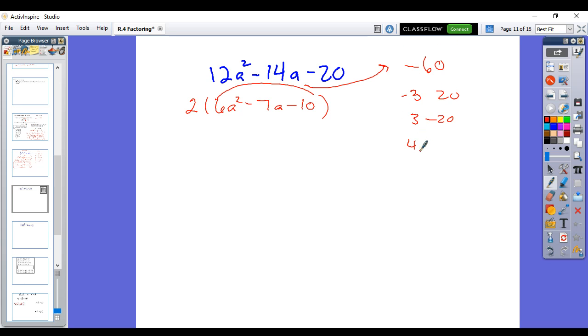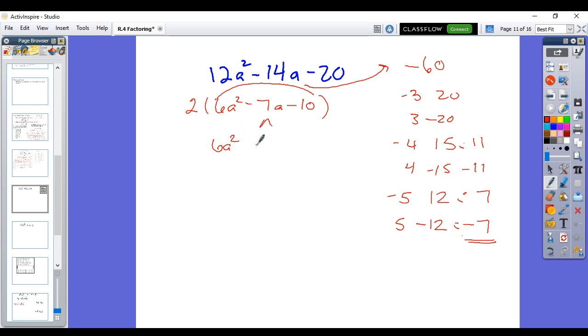Let's try 4. 4 goes into that how many times? 4 goes into 60, 15 times. How about that? So negative 4 plus 15 gives us 11, or 4 minus 15 gives us negative 11. That doesn't work. What else works? Let's try 5. 5 and 12. Negative 5 plus 12 gives us 7. Hey, look at that. 5 minus 12, negative 7. That's what you're looking for right there.